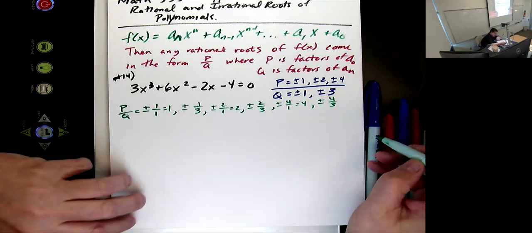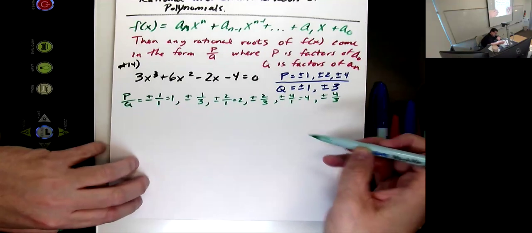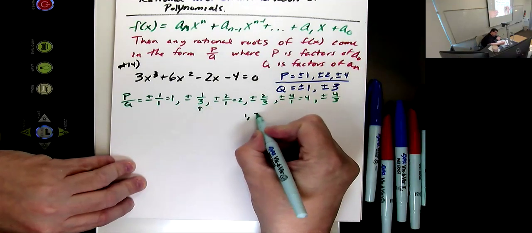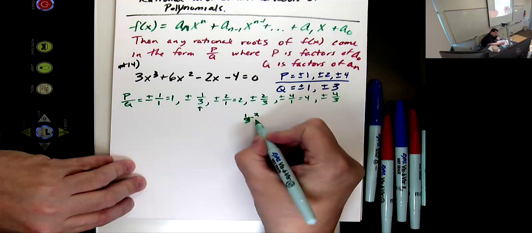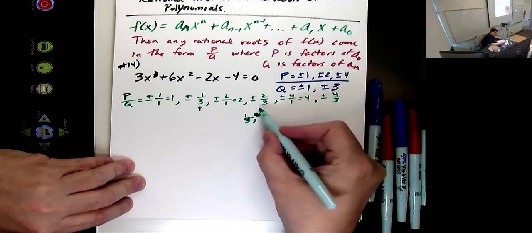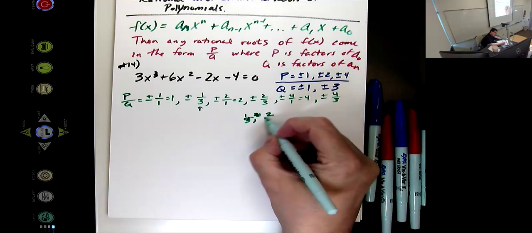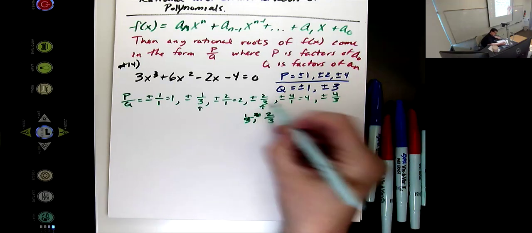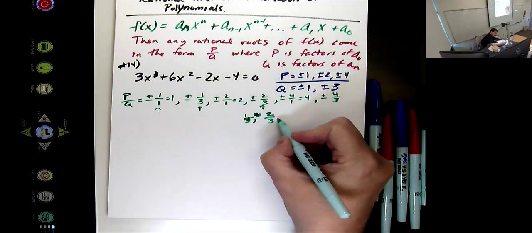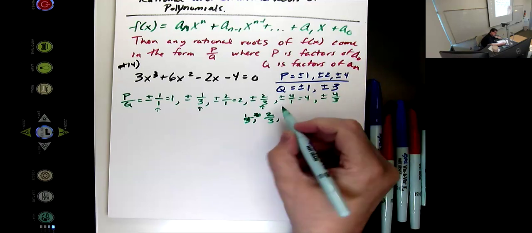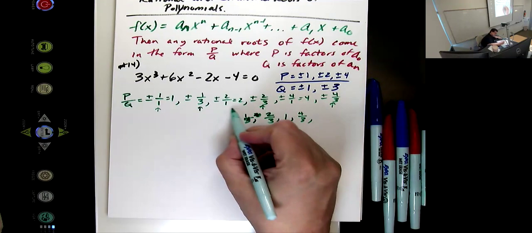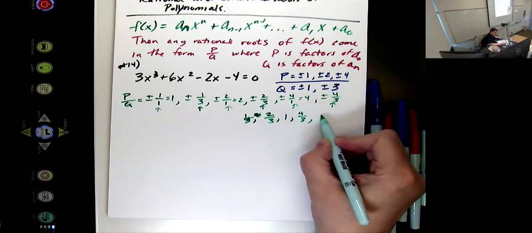So I'm going to put these in order. The lowest number I see is the 1/3. And then 2/3. And then I have 1. And then I have 4/3. And then I have 2. And then I have 4.